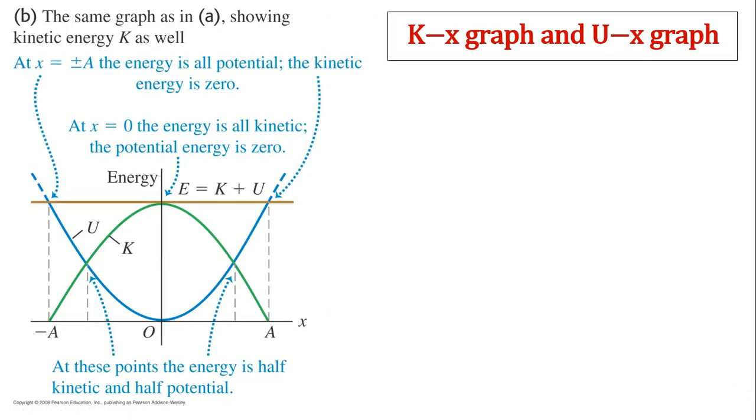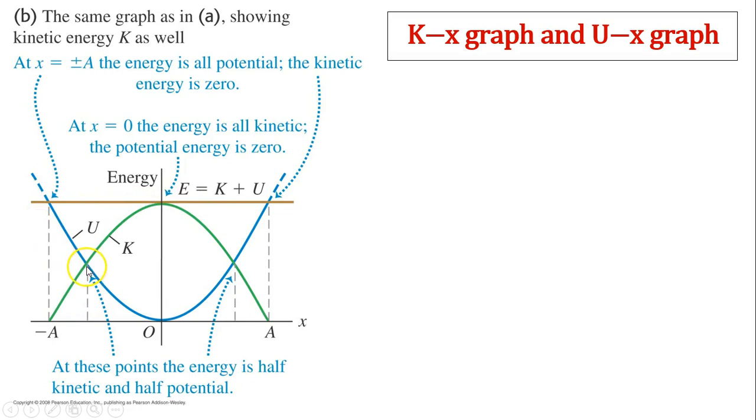Now let's take a look at the K versus x graph and U versus x graph. So these are the graphs. K is the green line. In the middle, K is maximum. The blue line is U. In the middle, U is the minimum. The two added together equal E. As a matter of fact, E is constant at all points of x.